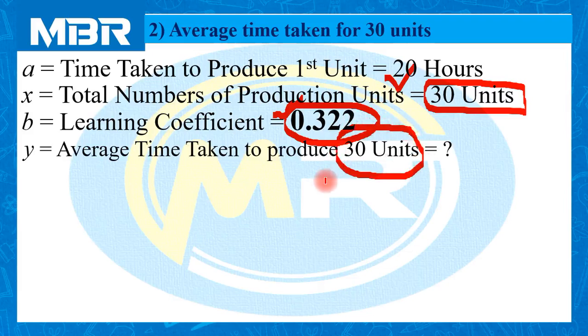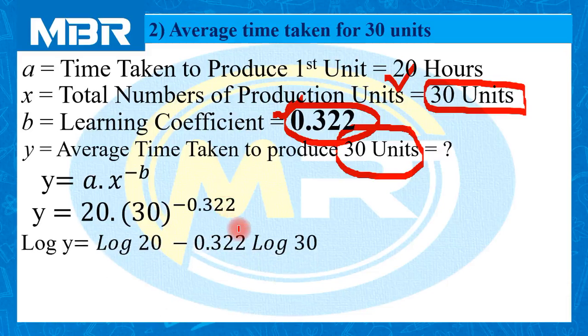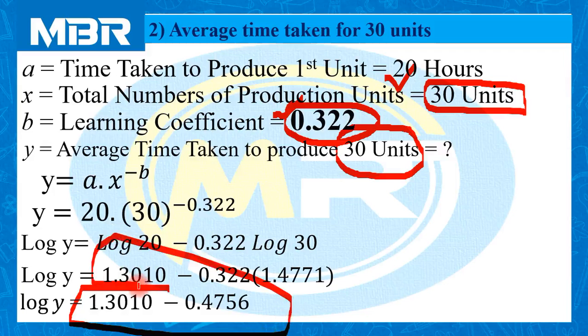This is nothing more than a repetition of the calculation. Insert the formula. Y is equal to A multiplied by X raised to minus B. Now enter the values given to us in the formula. 20 multiplied by 30 raised to minus 0.322. Using the log table, solve the problem and the values of log result in 1.3010 minus 0.4756. This is the final solution of 20 multiplied by 30 raised to minus 0.322.